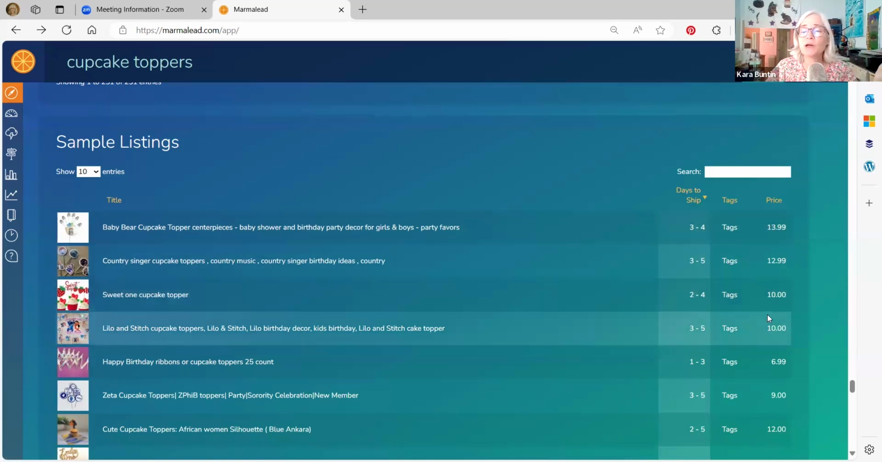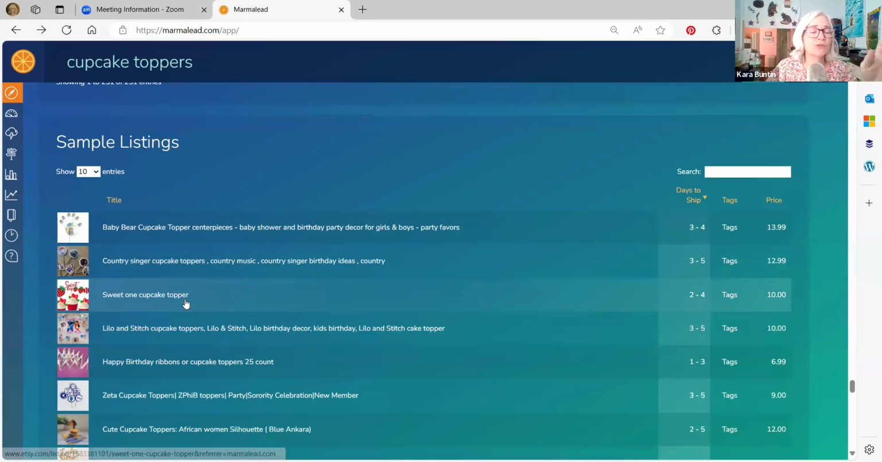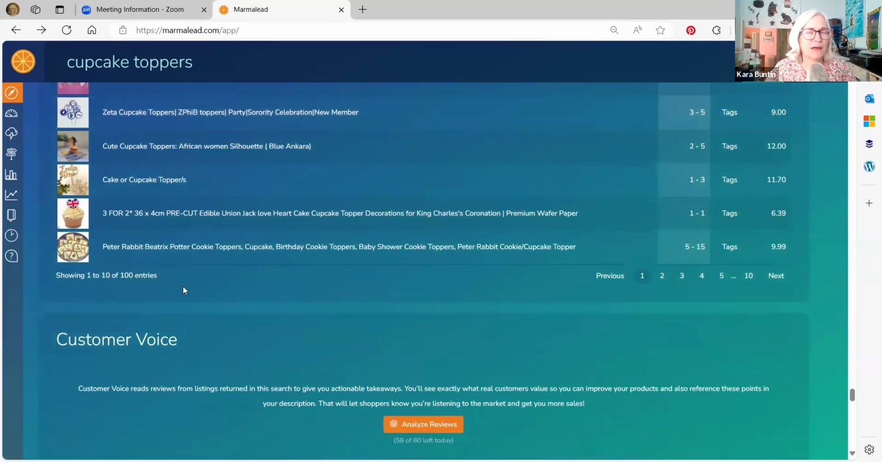Okay, and this shows you the price. So you can compare other, it's not bestsellers necessarily, but it's just a comparison. I don't think it's bestsellers. It's just a comparison of other listings that are on Etsy, so that you can take a look at them and see if there's things that you can change on your listings, get some ideas and that kind of stuff.